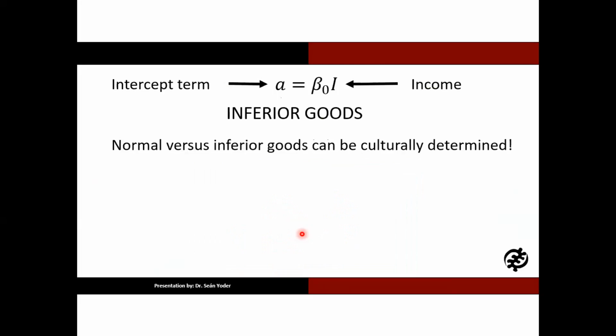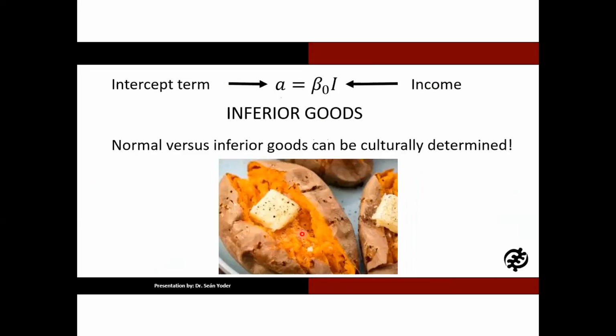Number two, normal versus inferior goods can be culturally determined. Here is a sweet potato, sorry. I forget, I'm back in the United States. And these are very common around the Thanksgiving time, and for some people, it's a normal good. But in some places of Southeast Asia, this would be considered so inferior you would only do it if you were on death's door, if you were about to die of starvation. The equivalent would be eating dog food in the United States. You wouldn't do it.